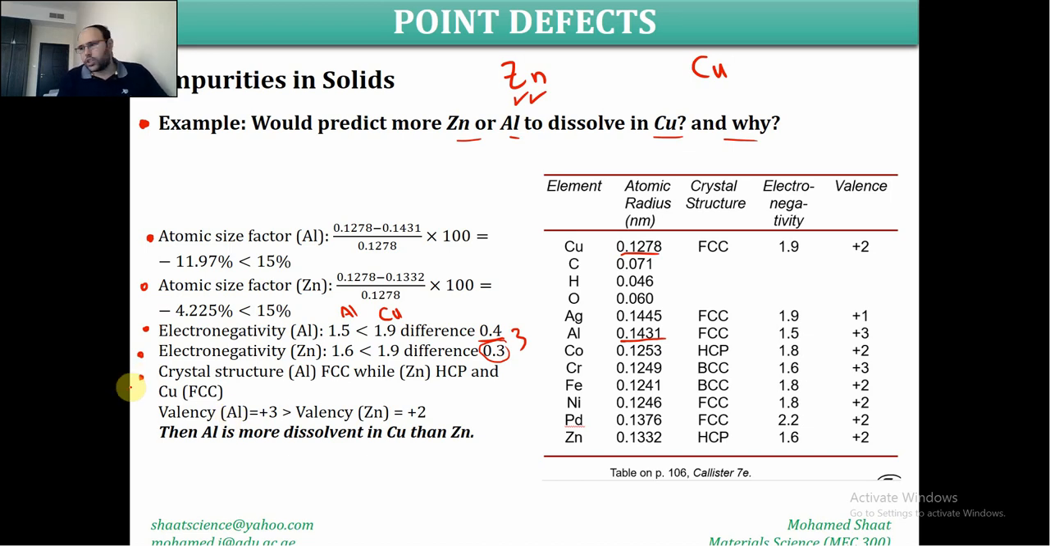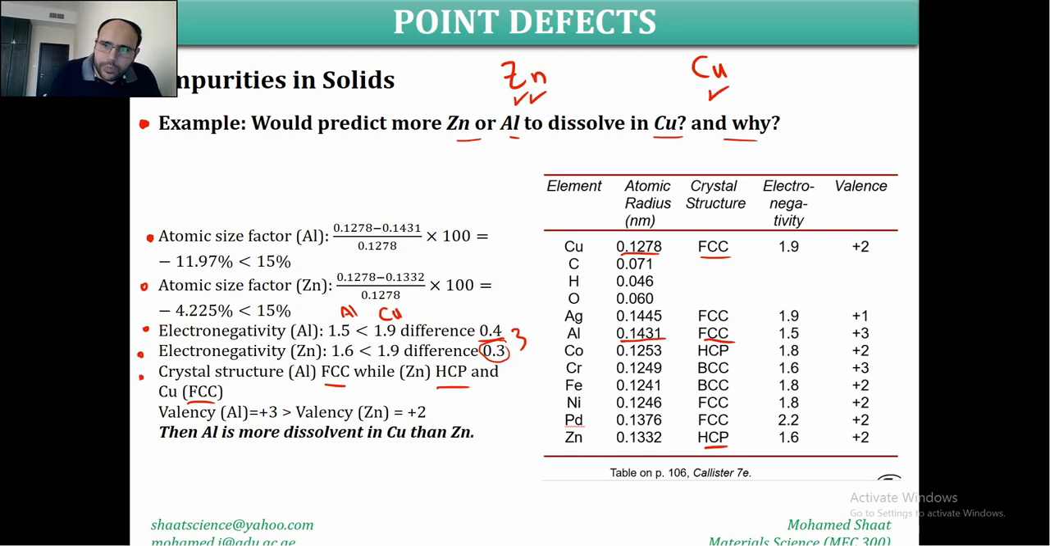According to the crystal structure, and this is the big deal. The crystal structure of aluminum is FCC, but zinc is HCP. The crystal structure of copper is FCC. This means aluminum can dissolve into the copper more easily than zinc. Zinc has a totally different crystal structure than the host material, copper, but aluminum has the exact same crystal structure.